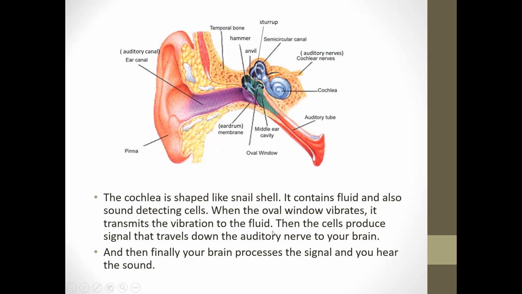So I will repeat to make it more clear. When the oval window vibrates, it transmits the vibration to the fluid. Then the cells inside the cochlea produce signals that travel down the auditory nerve to your brain. So in this cochlea, there are cells inside it. They transfer the waves into electrical signals and give it to the nerve, and the nerve will transfer it to your brain. And then finally your brain processes the signal and you hear the sound. That's how we hear a sound, and that's how my ear works.